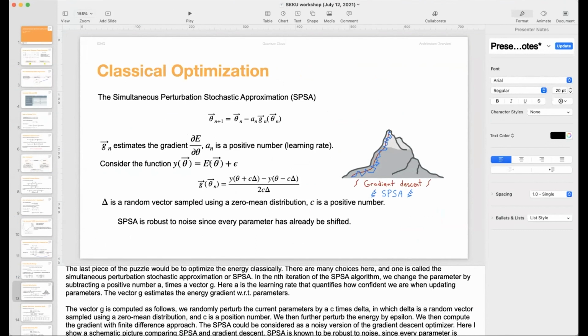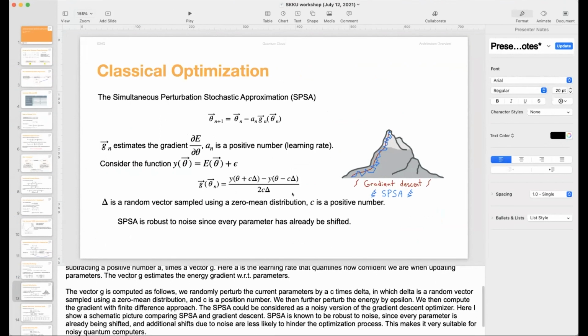We randomly perturb the current parameters by C times delta, in which delta is a random vector sampled using a zero mean distribution, and C is a positive number. We then further perturb the energy by epsilon. We then compute the gradients with a finite difference approach. The SPSA could be considered as a noisy version of the gradient descent optimizer.